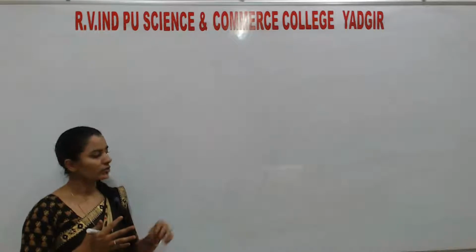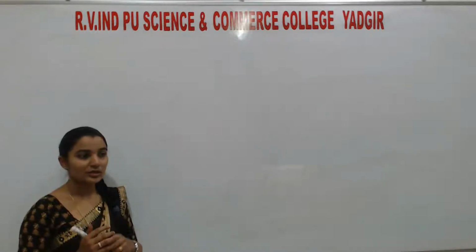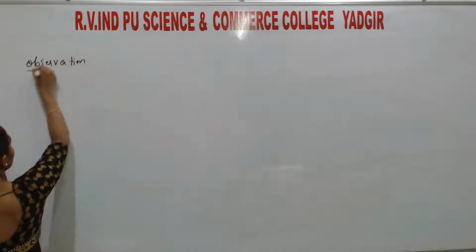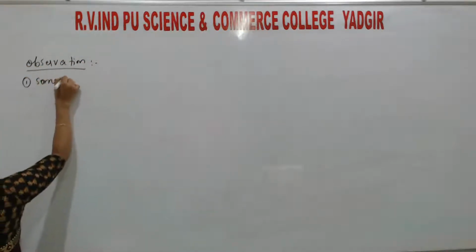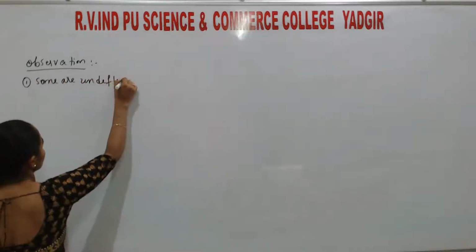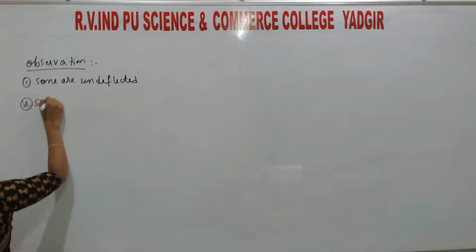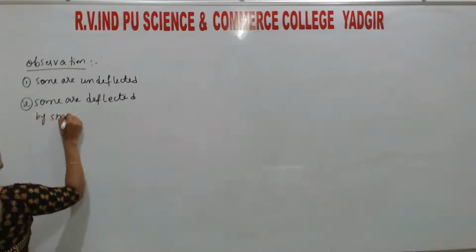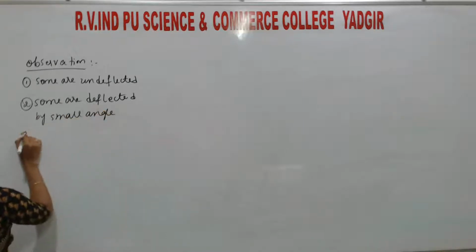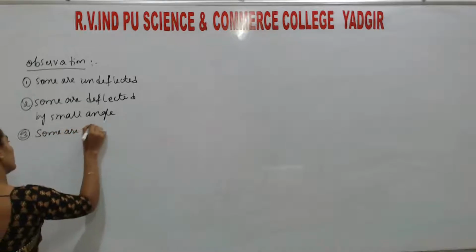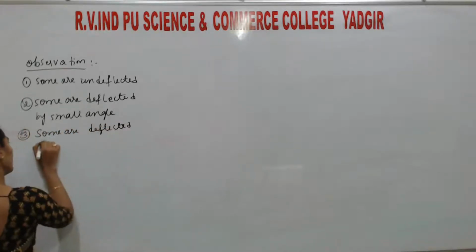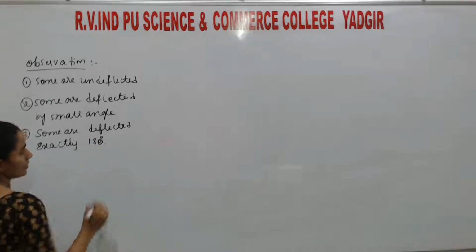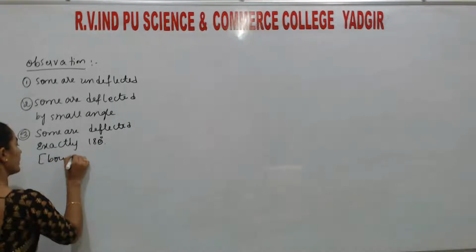Those radiations are alpha particles only. So what are the observations? Here is what he observed, I'll write here. In that observation, first, some are undeflected. Some are deflected by a small angle, and some are deflected exactly 180 degrees. Exactly 180 degrees means they are bounced back.